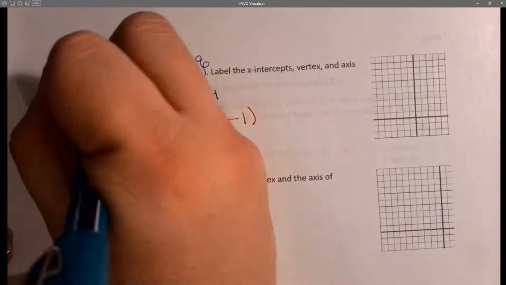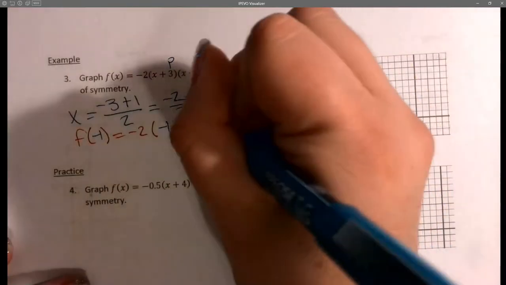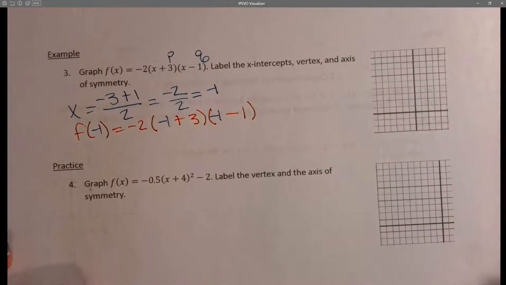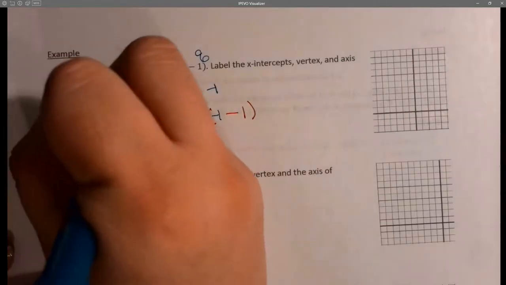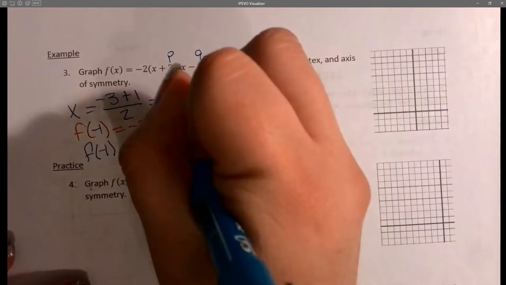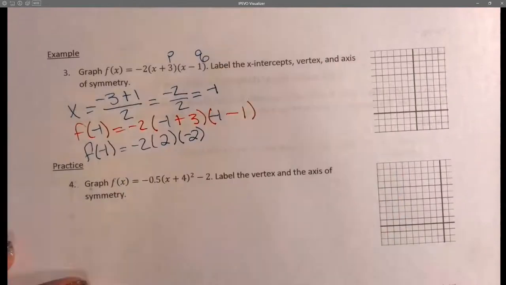Okay. I'm plugging in -1. So what I want to do first is the math inside the parentheses. I still have the -2 out front. -1 plus 3 is 2. -1 minus 1 is -2.